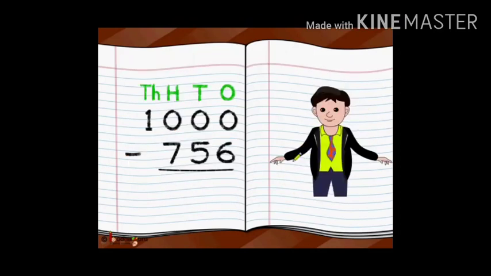How will we do it? We will write 1000 on the top because it is a bigger number and 756 on the bottom because it is smaller than the 1000. My dear students, you already learned subtraction in our last videos. We always start subtraction from the ones place and then the tens place and so on. So let's do it. We start from the ones position. Subtracting the two digits, that is 0 minus 6. It is not possible because 0 is smaller than 6.